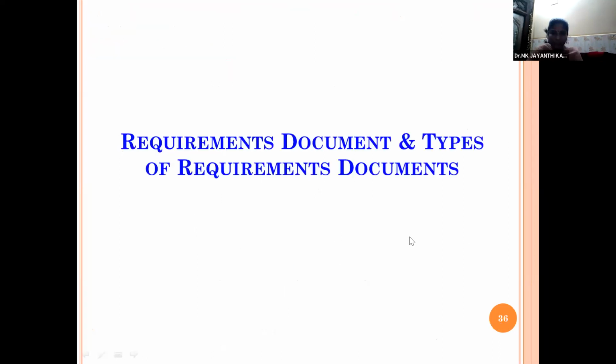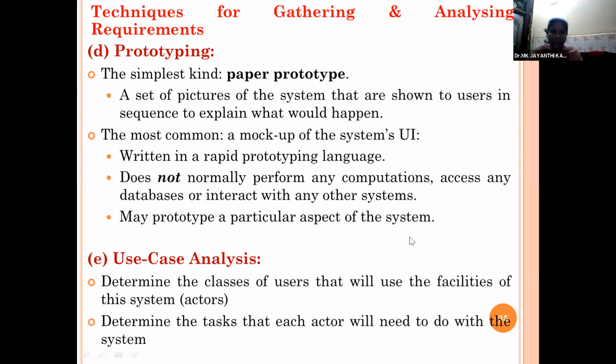The fourth type is called prototyping. The simplest kind of paper prototype, a set of pictures of the system that are shown to the users in a sequence to explain what will happen if you implement the project. The most common is a mock-up of the system's user interface, written in a rapid prototyping language, that does not normally perform any computations across any databases or interact with any other systems. So we will create a prototype by discussing with all the end users of the project, and the prototype will be framed according to the rules and regulations of the company, and may prototype a particular aspect of the system.